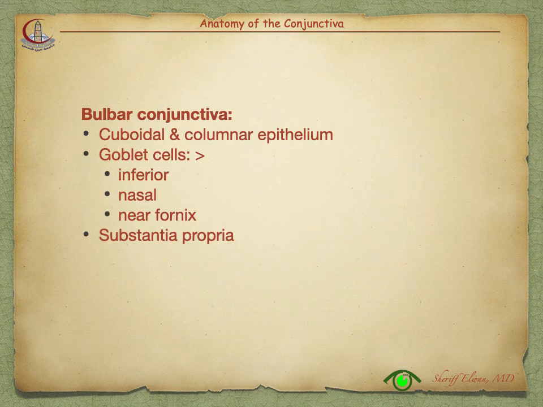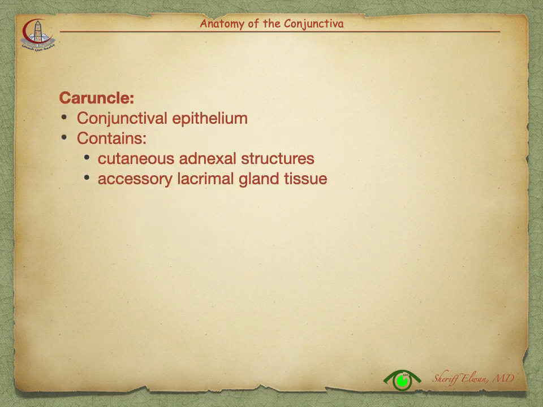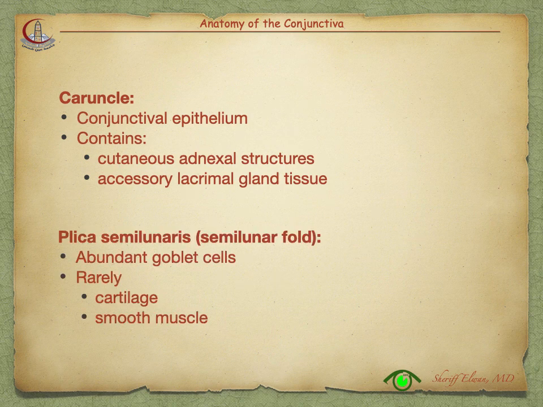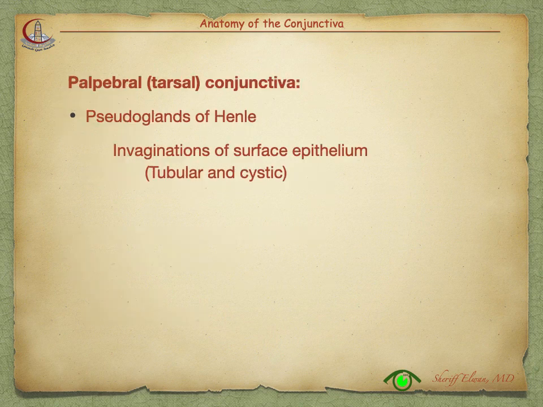We come now to the bulbar conjunctiva structure, and this is composed of cuboidal and columnar epithelium with goblet cells, as we said, more numerous infranasally and especially near the fornix, and with a substantia propria as well. The caruncle has just the conjunctival epithelium of the regular type that contains cutaneous adnexal structures, just like hairs, with accessory lacrimal gland tissue. The plica semilunaris, or the semilunar fold, has abundant goblet cells, and rarely has cartilage and smooth muscle.